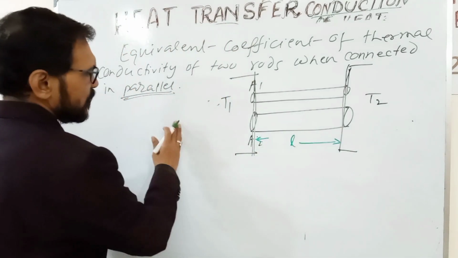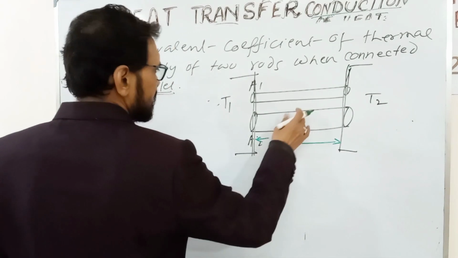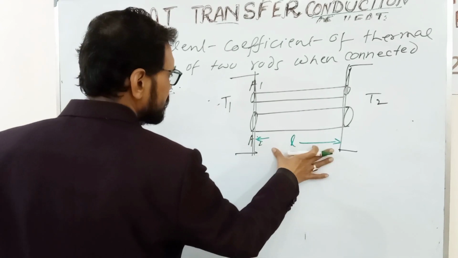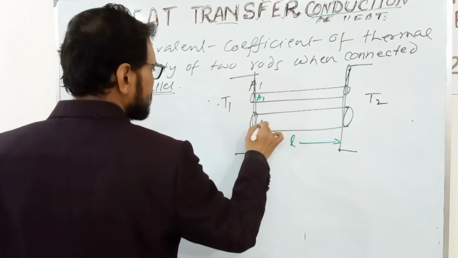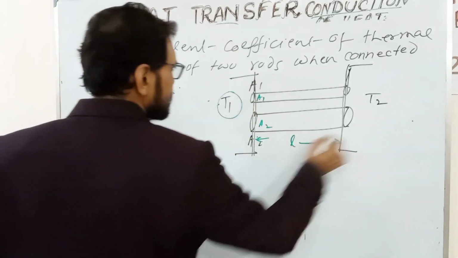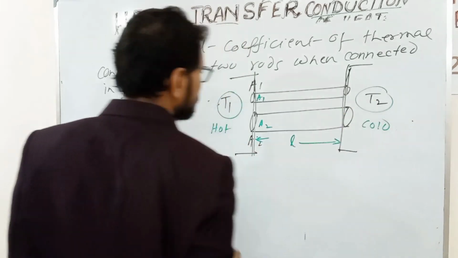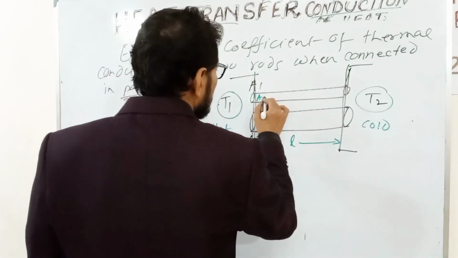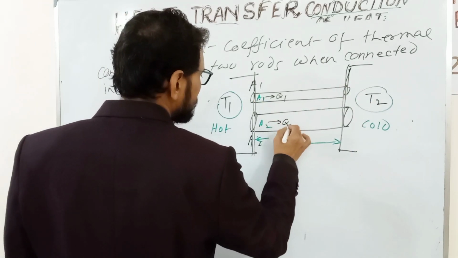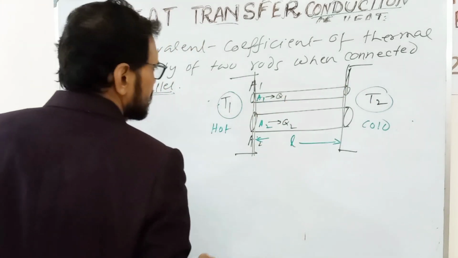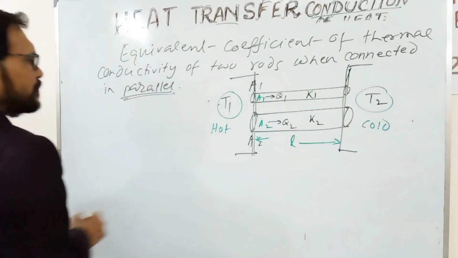In series connection, length may be different, but cross section area must be the same. But for parallel connection, length must be the same, and cross section may be different: A1, A2. This is A1, this is A2, and this temperature is T1, this temperature is T2, this is the hot reservoir, this is the cold reservoir. Now if Q1 is the amount of heat flow through this rod, Q2 is the amount of heat flow through this rod, and the coefficients of conductivity are K1, K2 for the two rods.